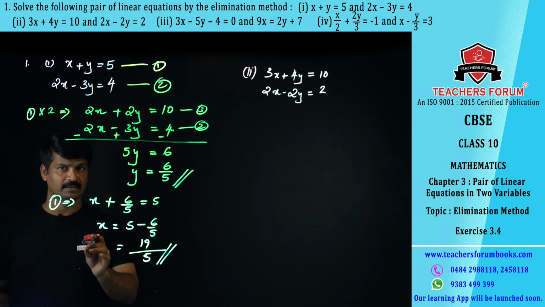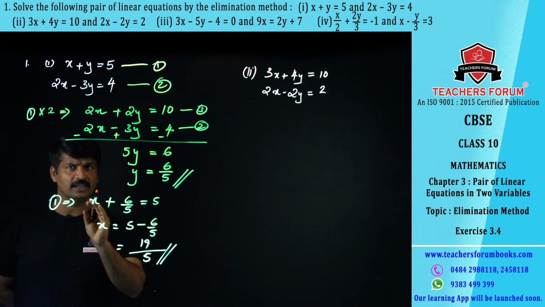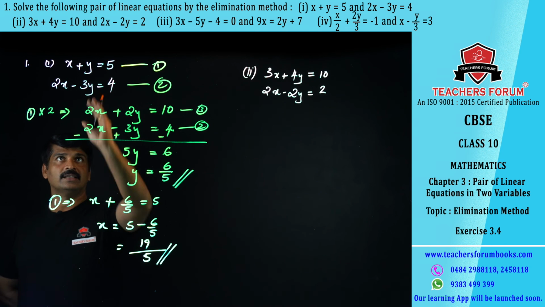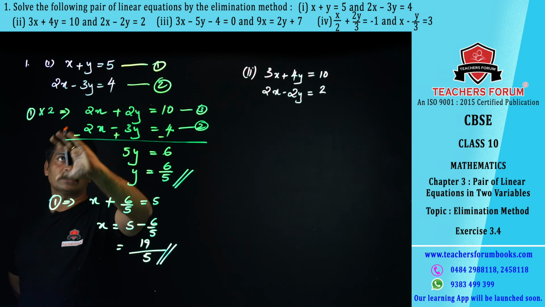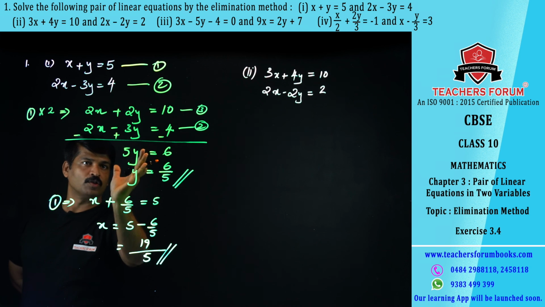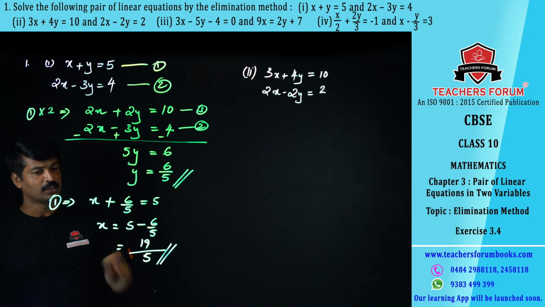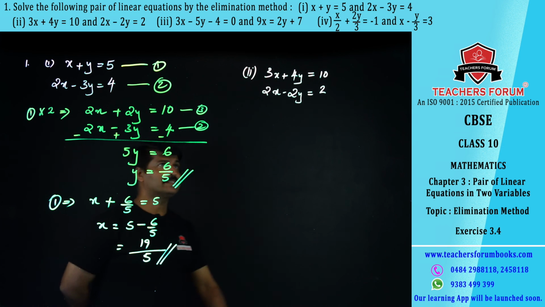I think it is clear. It is a very simple method. Here what we did was make the coefficient of x equal. Then when you subtract, the x part becomes 0, and we get the value of y. Then by substituting this value in equation number 1, you can find the value of x. Okay, now let us discuss the second one.